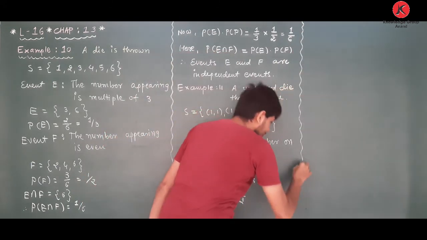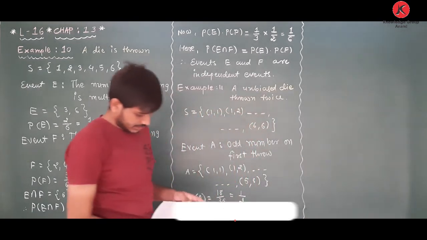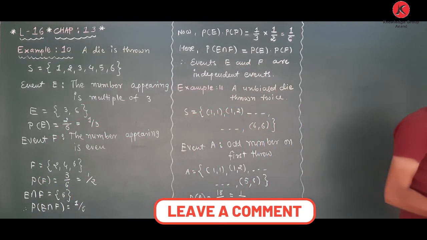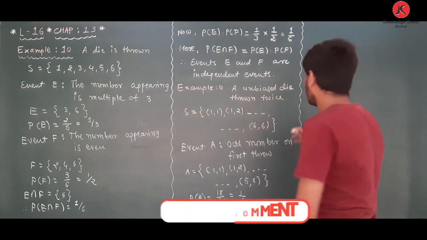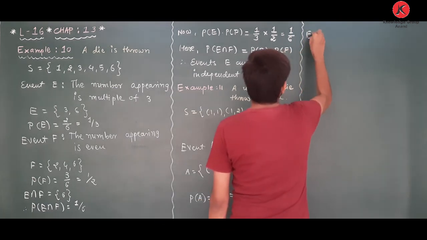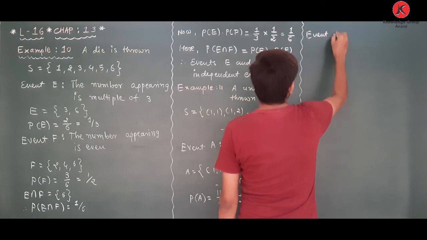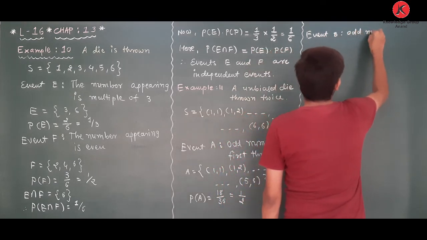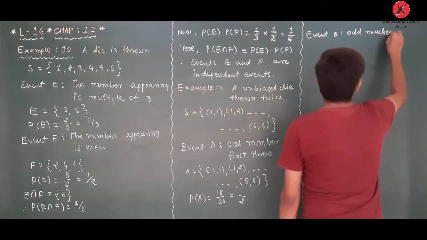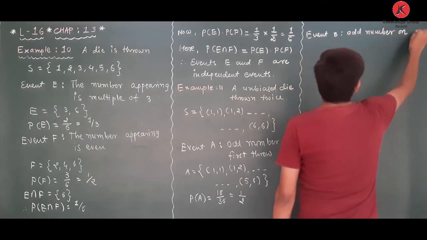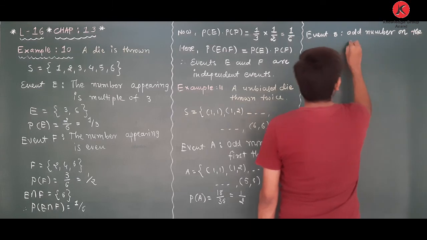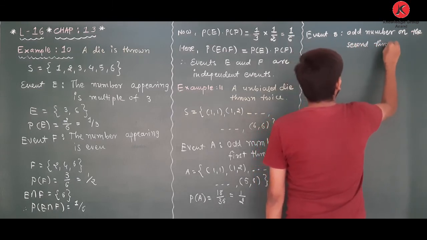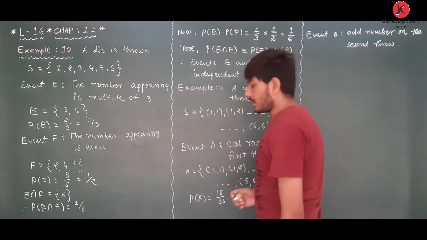Now see the event B. What is event B? Odd number on the second throw. Second throw પર odd number છે. Event B, odd number on the second throw. Every possibility check out કરી લો.